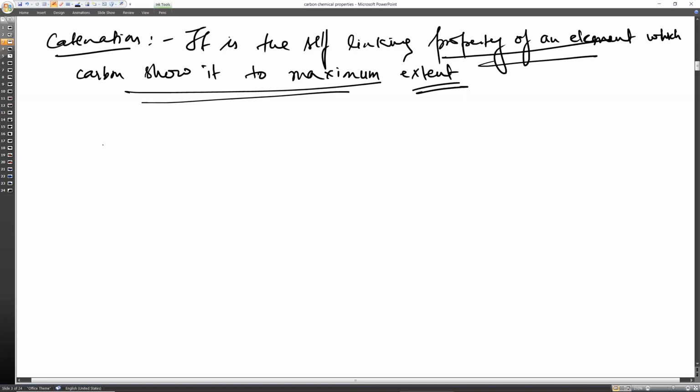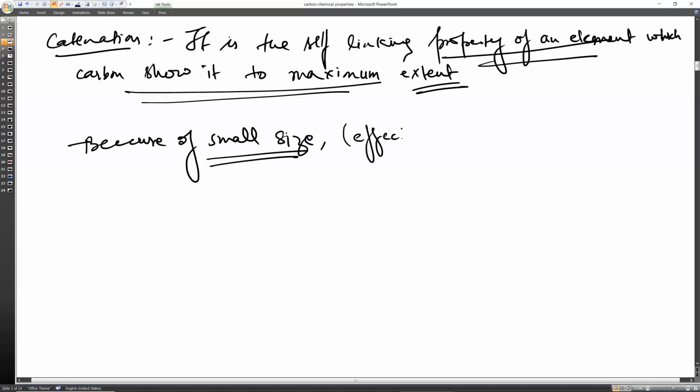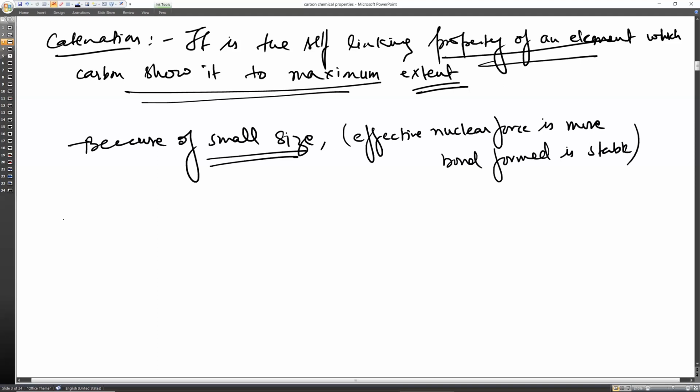Why does it show this? Because of small size, first of all. The benefit of a small size is that the effective nuclear force is more, and the bond formed is stable. Second, tetravalency, because it has 4 arms, 4 covalency. Its combining capacity is 4, so it can combine 4 atoms at a single time. So tetravalency and covalent bond.